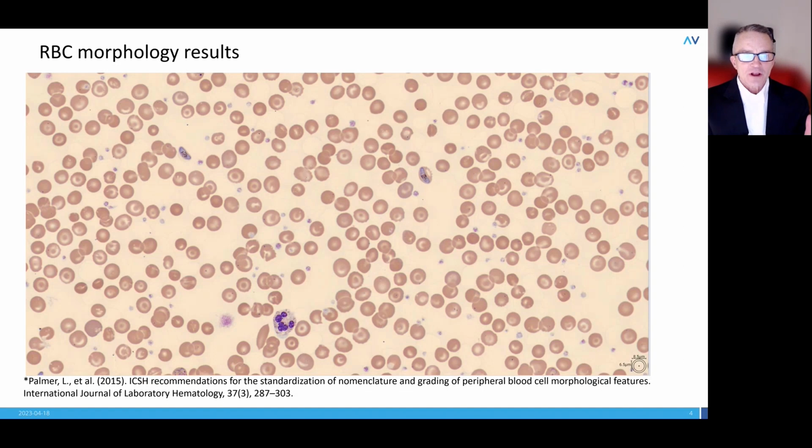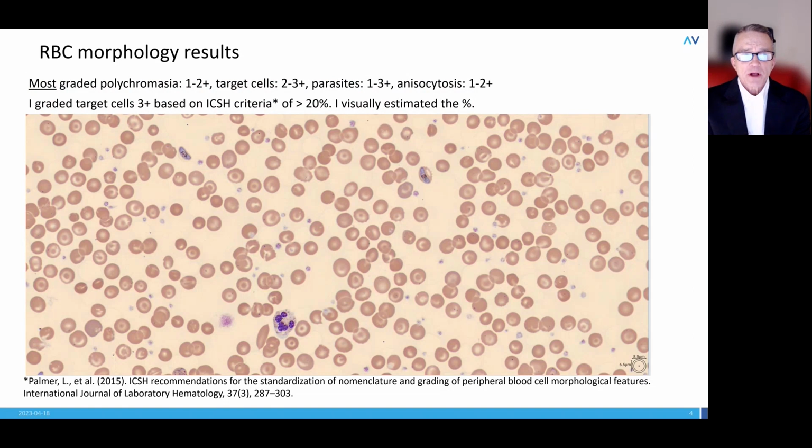Here's an overall zoomed out view of the red blood cell morphology screen. You clearly note the gametocytes that are present here, as well as the numerous target cells. Also, there is a slight to moderate polychromasia that's evident, a slight anisocytosis, and occasional Howell-Jolly bodies and rare Pappenheimer bodies.